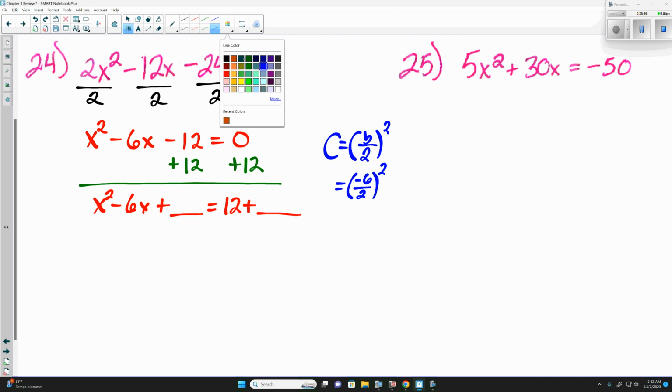If it is helpful, I would write somewhere ax squared plus bx plus c is equal to 0, just as a reminder for where a, b, and c are. a is the number in front of x squared, b is the number in front of x, and c is our constant term.